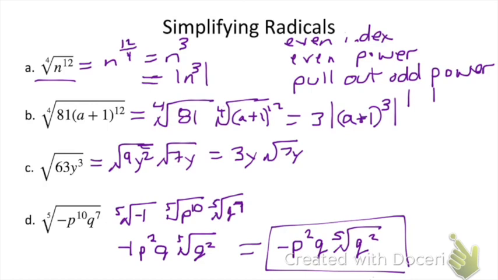So the biggest thing with this, again, is what I wrote on the top here. If you have an even index with an even power and you pull out an odd power, do not forget the absolute value bars around whatever you pulled out.